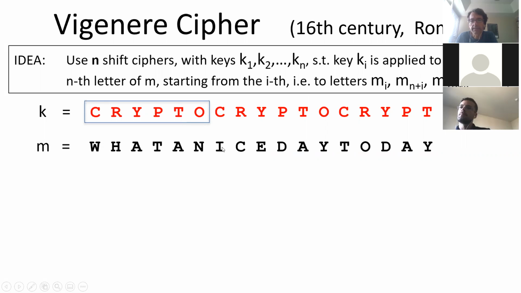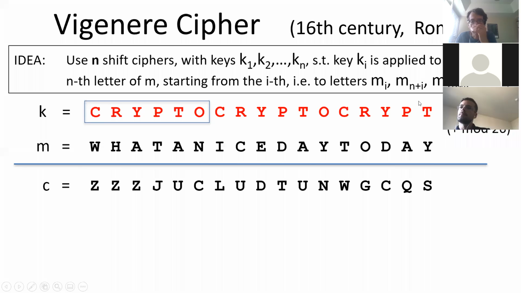So this is the 7th letter. For it, I will use the first key, so 1 plus 6. The second letter, I will use key 2 plus 6, etc. And then I just do mod 26, because that's how shift cipher works. I take a number here and a number here, and I add them mod 26. That's shift cipher in operation, right?